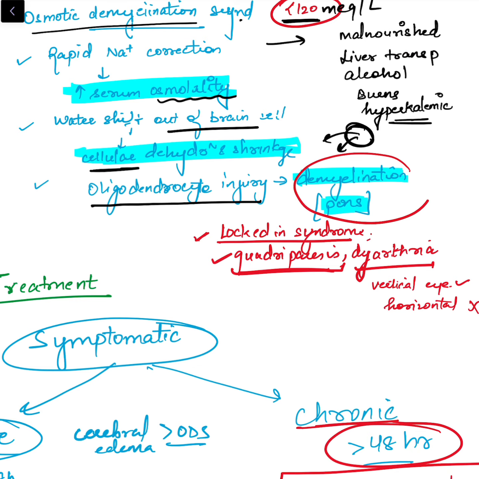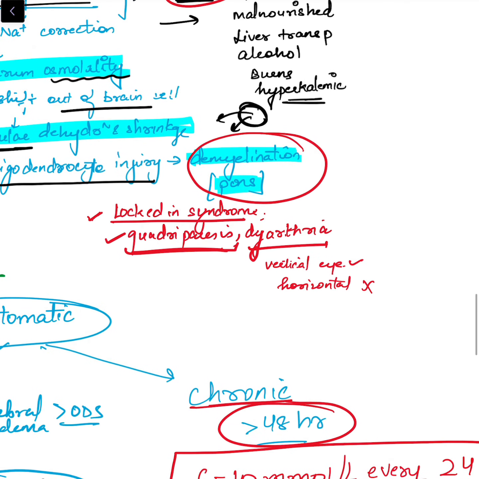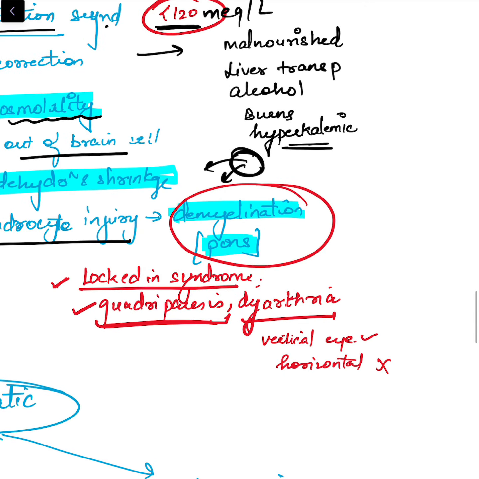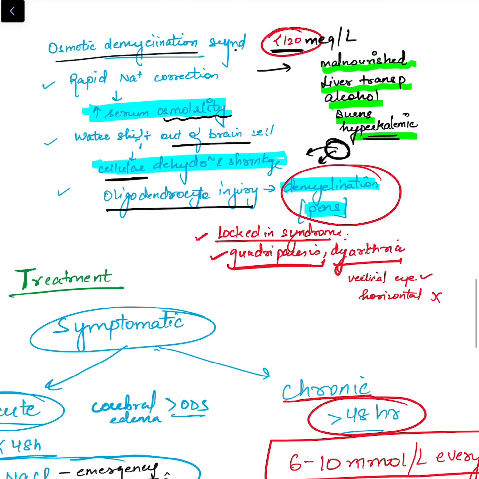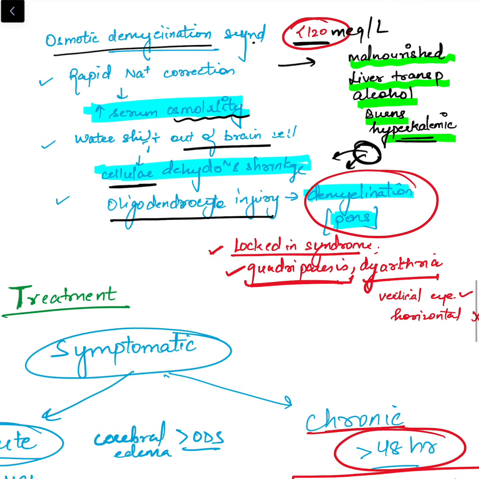Oligodendrocyte injury will cause demyelination in the pons, and this syndrome is called locked-in syndrome. In this case, there is quadriparesis, all four limb weakness, and dysarthria. Only the vertical eye movements are allowed, not the horizontal. Conditions which predispose to this entity are malnourished patients, liver transplant patients, alcohol-induced injuries, alcohol intoxication, burns, and hyperkalemia. These patients are more prone to develop osmotic demyelination syndrome.